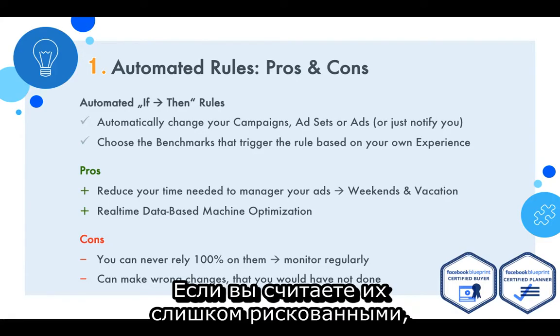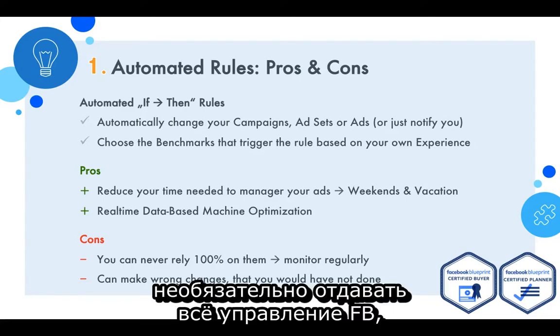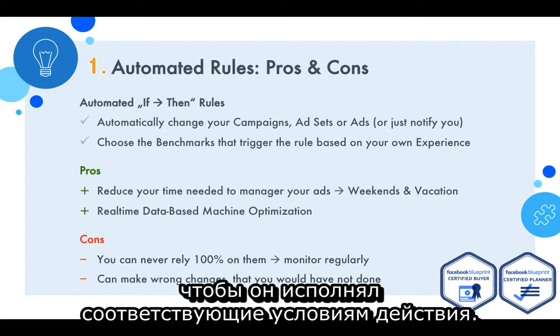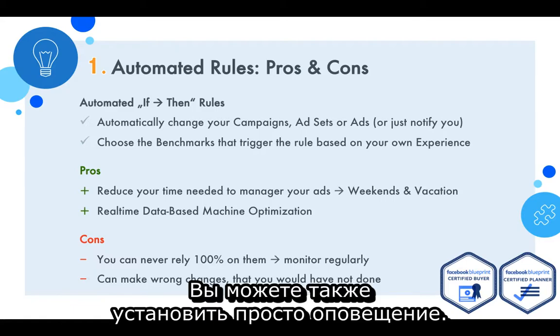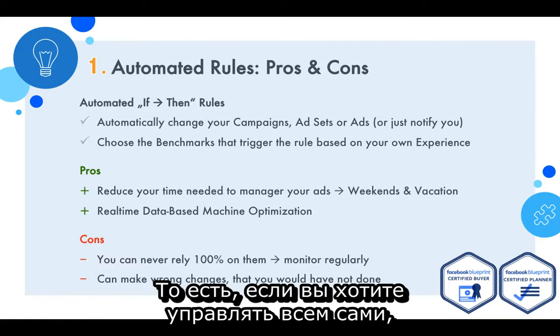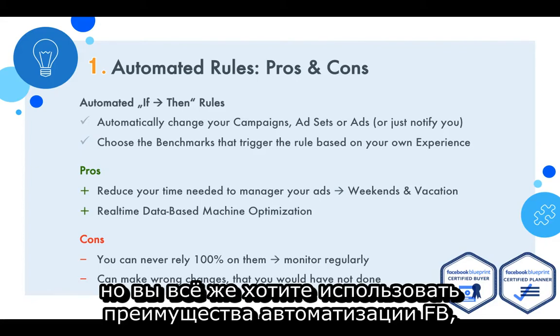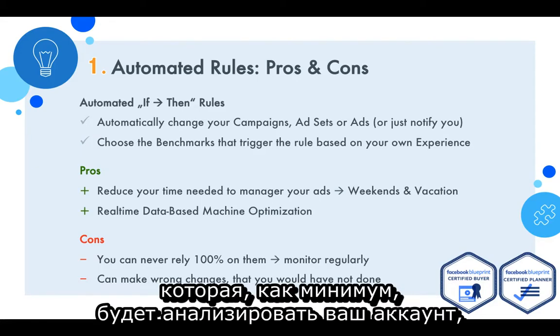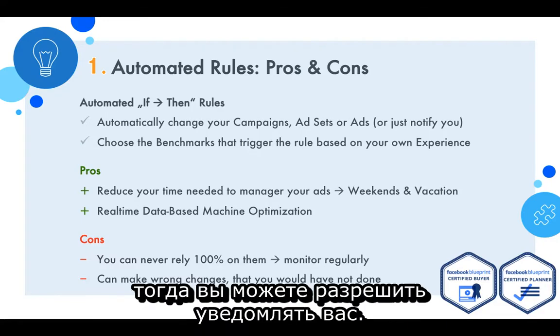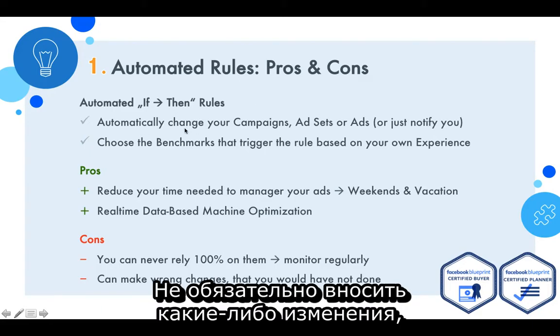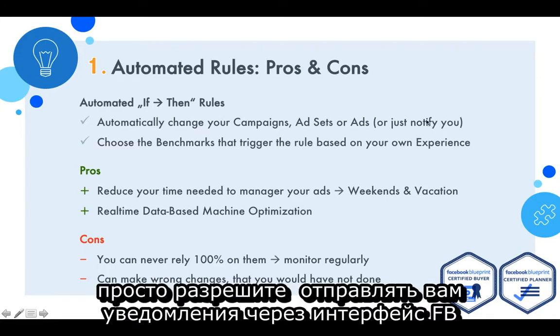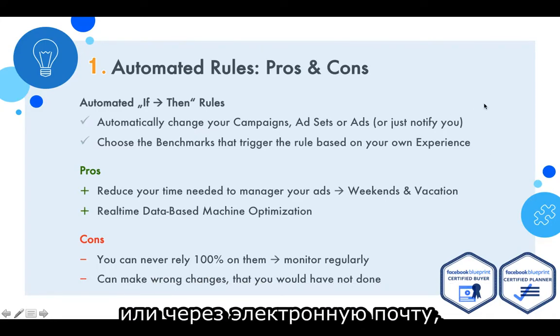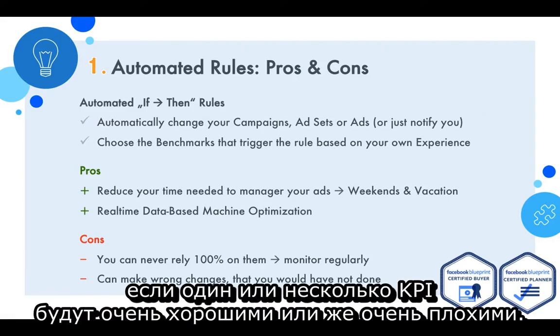And if they are too aggressive for you, it's not necessary that you give all the power to Facebook to execute those actions based on the conditions. You can also just let them notify you. So if you still want to maintain all the power, but you want to benefit from the Facebook automation, so that they at least analyze your account automatically, then you can just let them notify you. Okay, so it is not necessary that you really make all the changes. You can also just receive notifications within Facebook or via email, if one or several KPIs are very good or very bad.